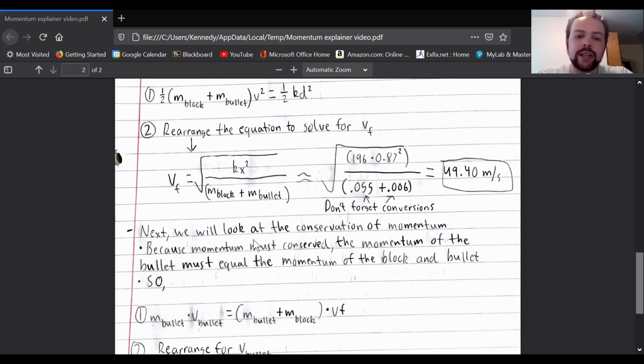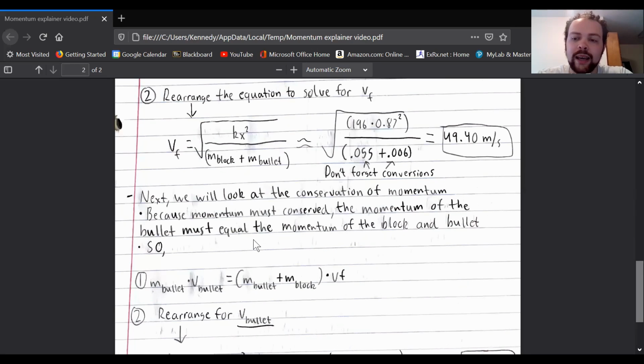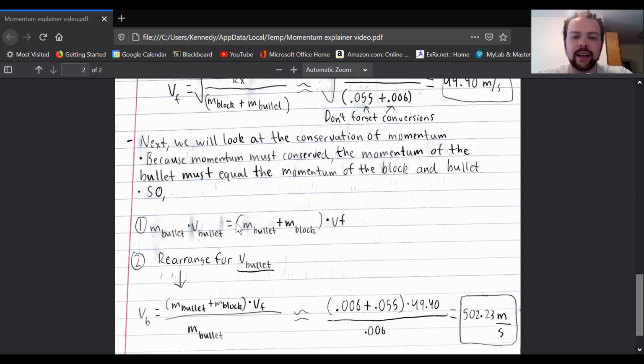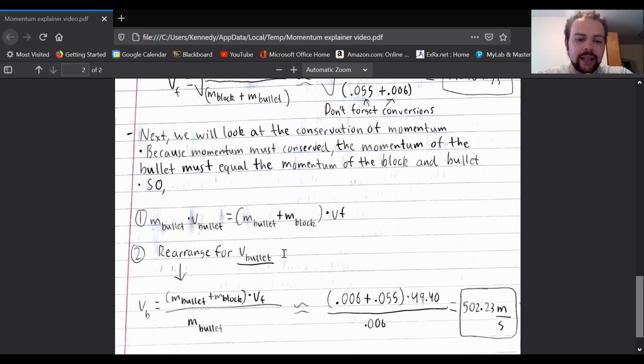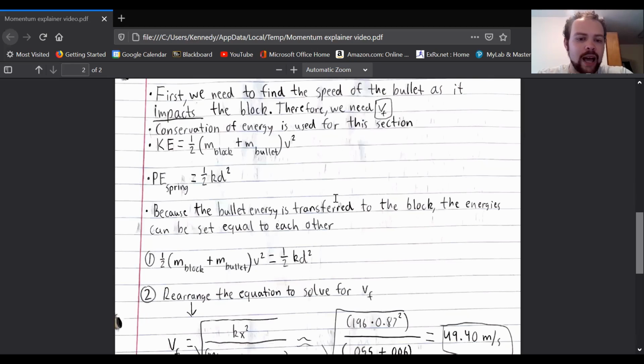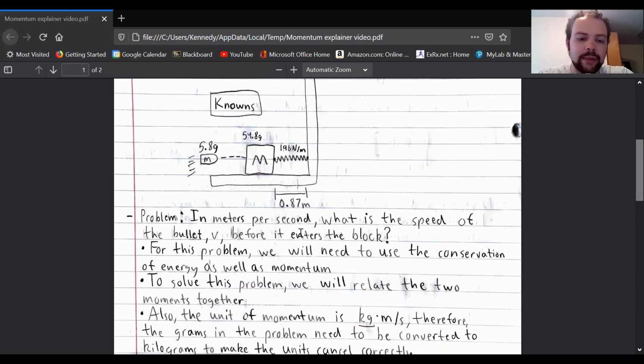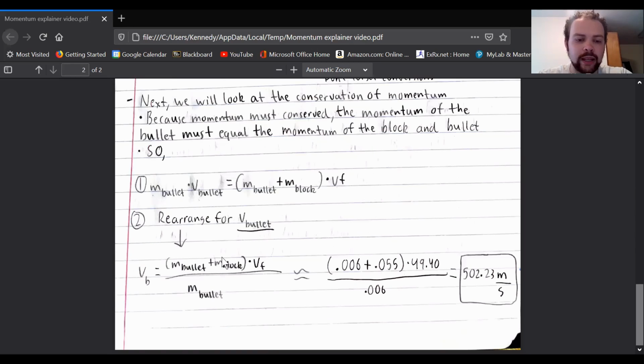Next we need to look at the conservation of momentum. Because momentum is conserved, the momentum of the bullet must equal the momentum of the block and the bullet. So you can set them equal to each other, just like we did for energy conservation right here. Then you solve for the velocity of the bullet right when it collides with the block, before it enters the block. You put it into this equation right here and rearrange it for V of the bullet. If you do it all correctly, you will get 502.23 meters per second.